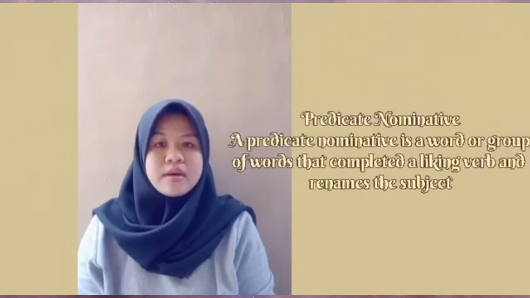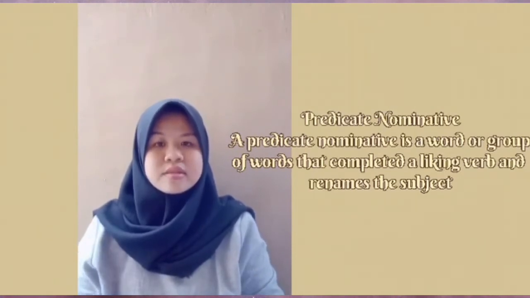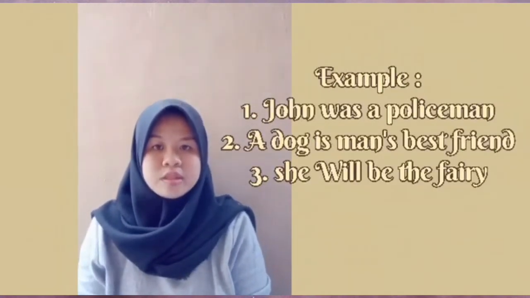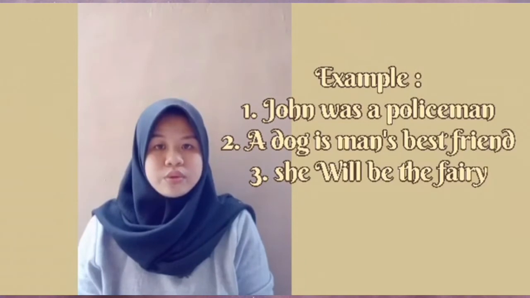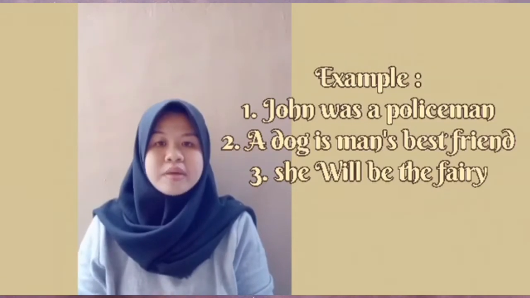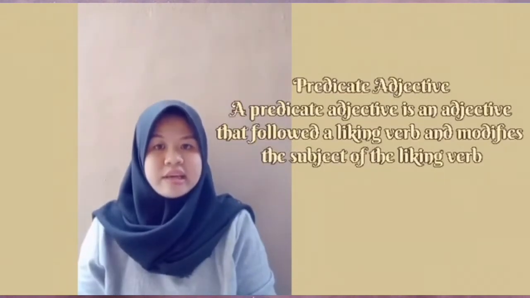Predicate nominative. A predicate nominative is a word or group of words that completes a linking verb and renames the subject. Example 1. John was a policeman. 2. A dog is man's best friend. 3. She will be the fairy.